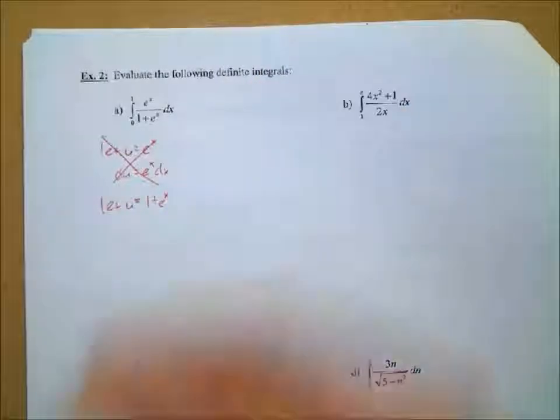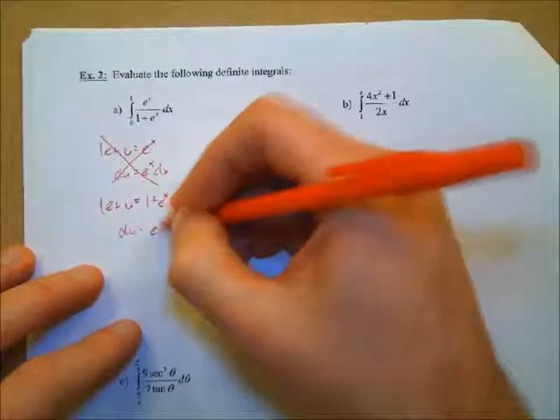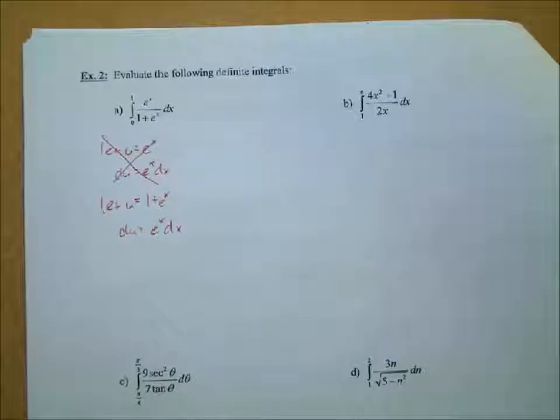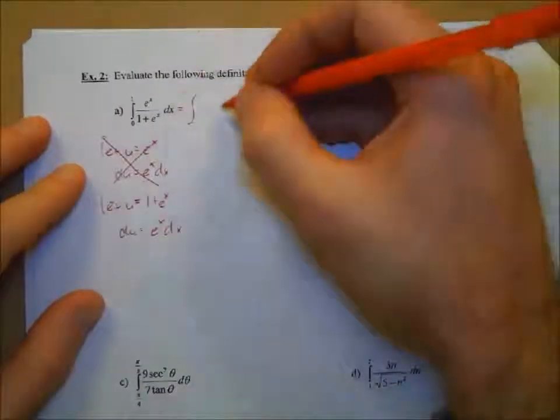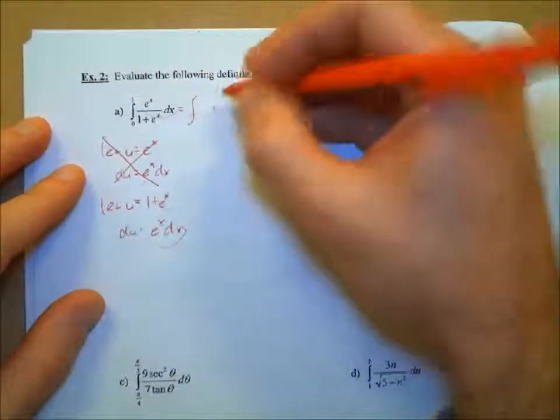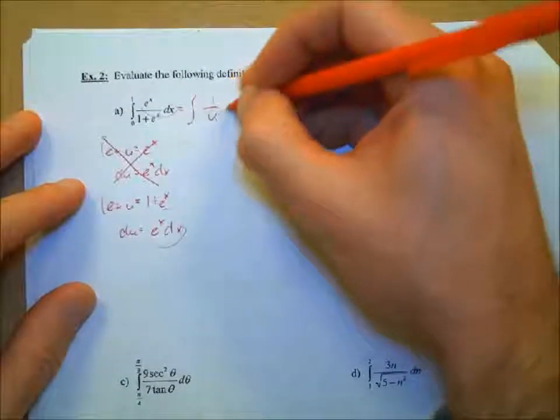Then du will be e to the x dx. Does that make sense there, Clayton? You see that now? Yeah. Okay, so it'll be the integral here. We have exactly that e to the x dx there, so this is literally just going to be 1 over u du.